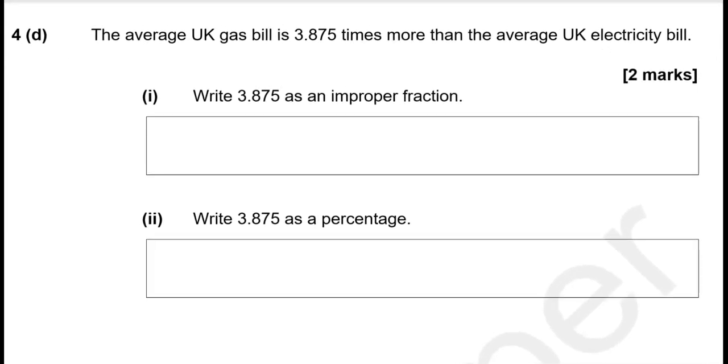The average UK gas bill is 3.875 times more than the average UK electricity bill. Write 3.875 as an improper fraction. So this is 3,875 out of 1,000. So it might help to think of it in terms of grams in a kilogram. So if you have 3,875 grams, it's going to be 3.875 kilograms. And that is out of 1,000 grams.